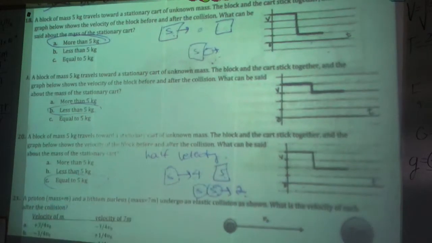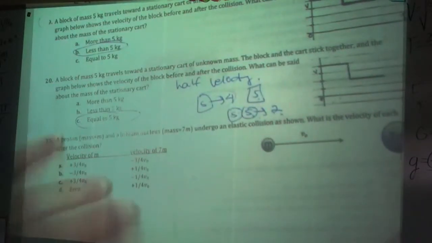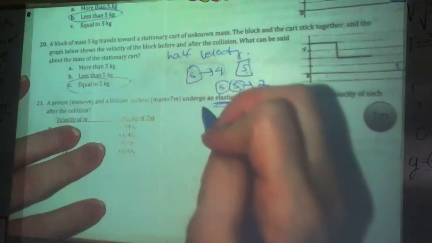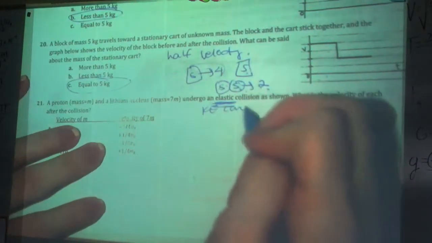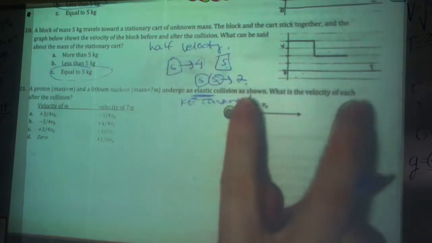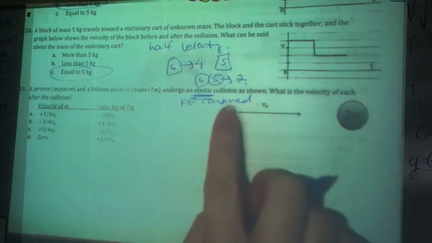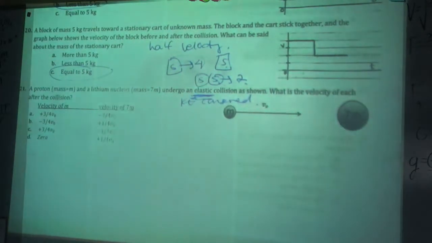So exactly equal. 21, a proton of mass M and a lithium of mass 7M undergo an elastic collision, meaning KE is conserved. What is the velocity after the collision? So remember, we have the special case where if they are the same mass, they just switch. They are not the same mass, so I can't just say this one stops and this goes off at v naught. That would be nice.